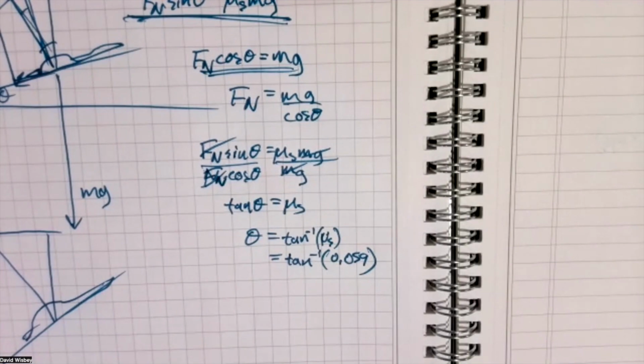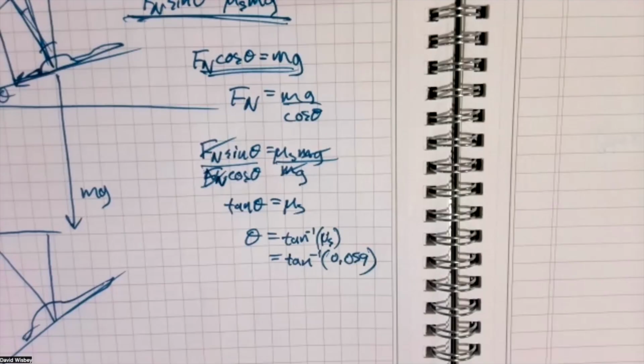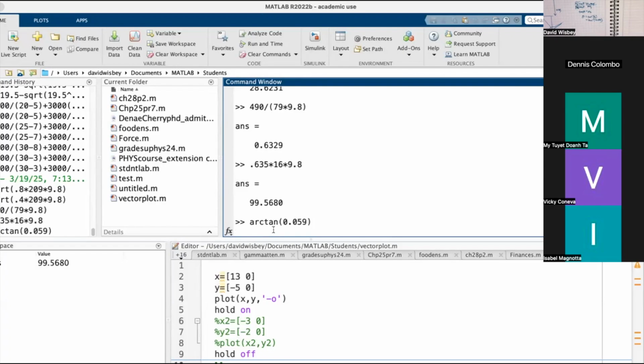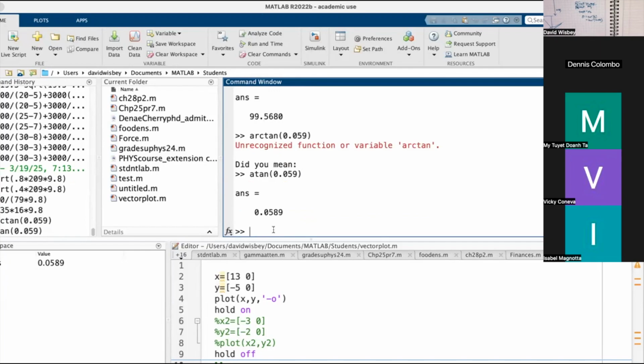So we are doing a problem where we're finding the angle at which an egg will start sliding in a Teflon pan. And they only gave us the coefficient of static friction, which apparently is enough. So we just need to take the arctangent of this number, and that should be the correct answer. Let me go to MATLAB, and we will say arctan of 0.059. Yes, I did mean arctangent.